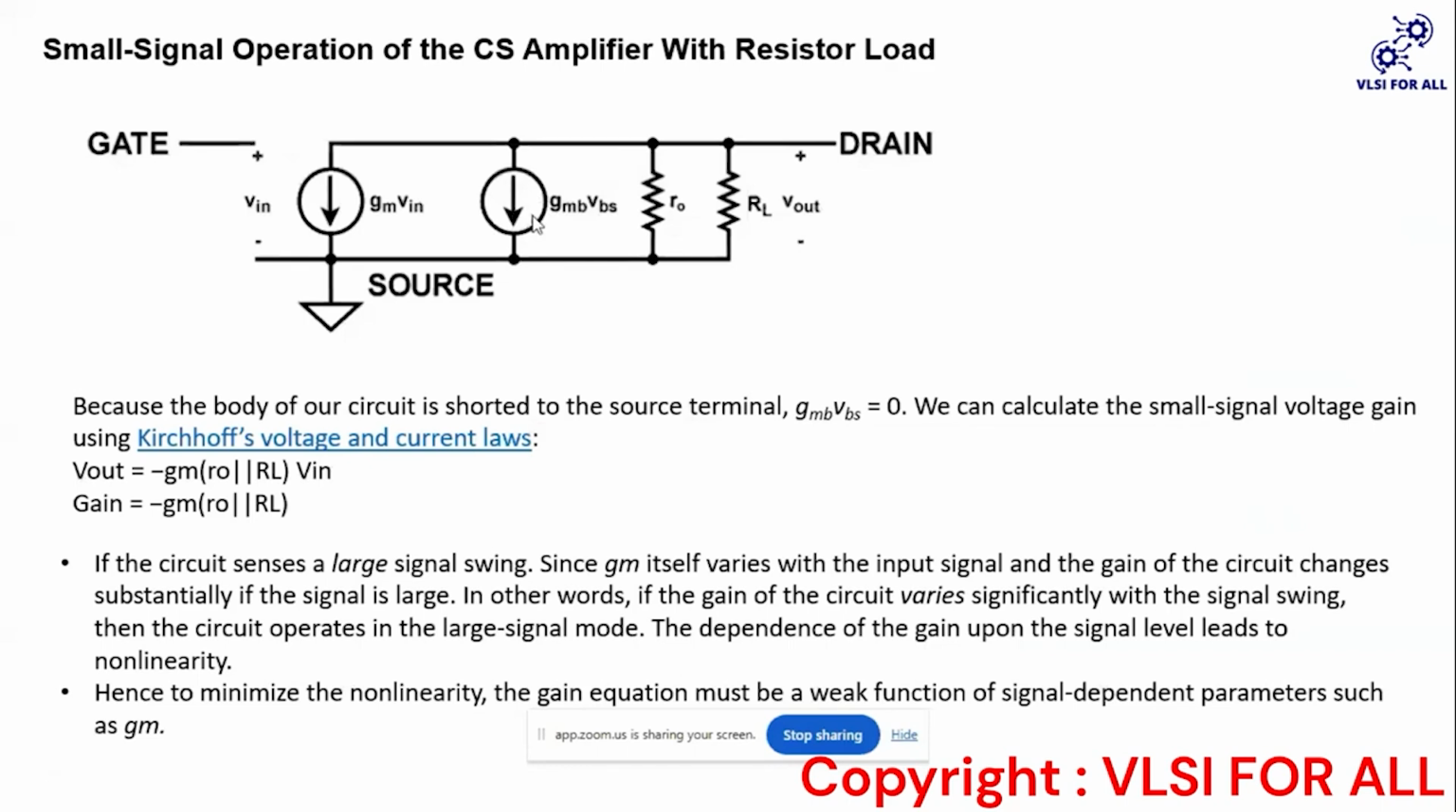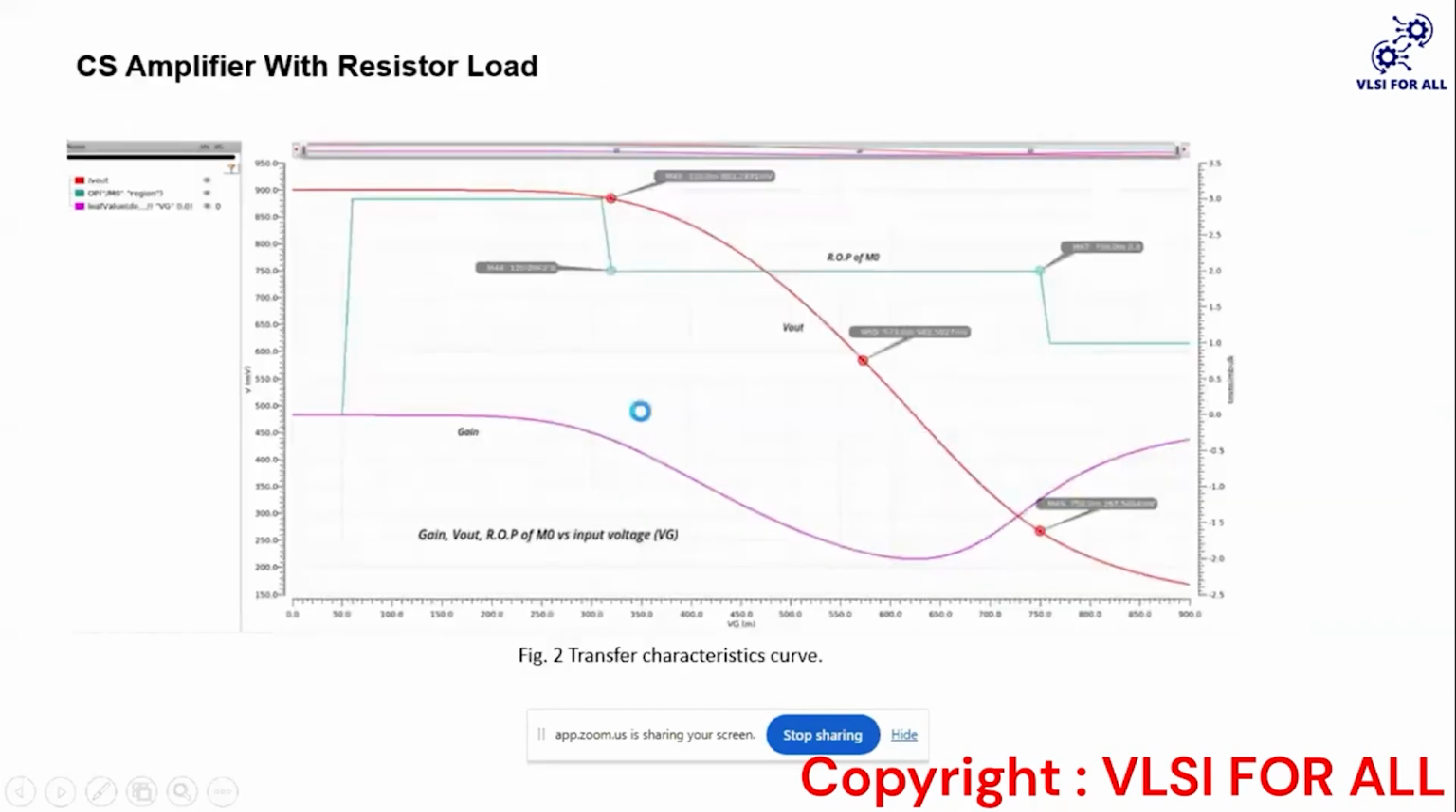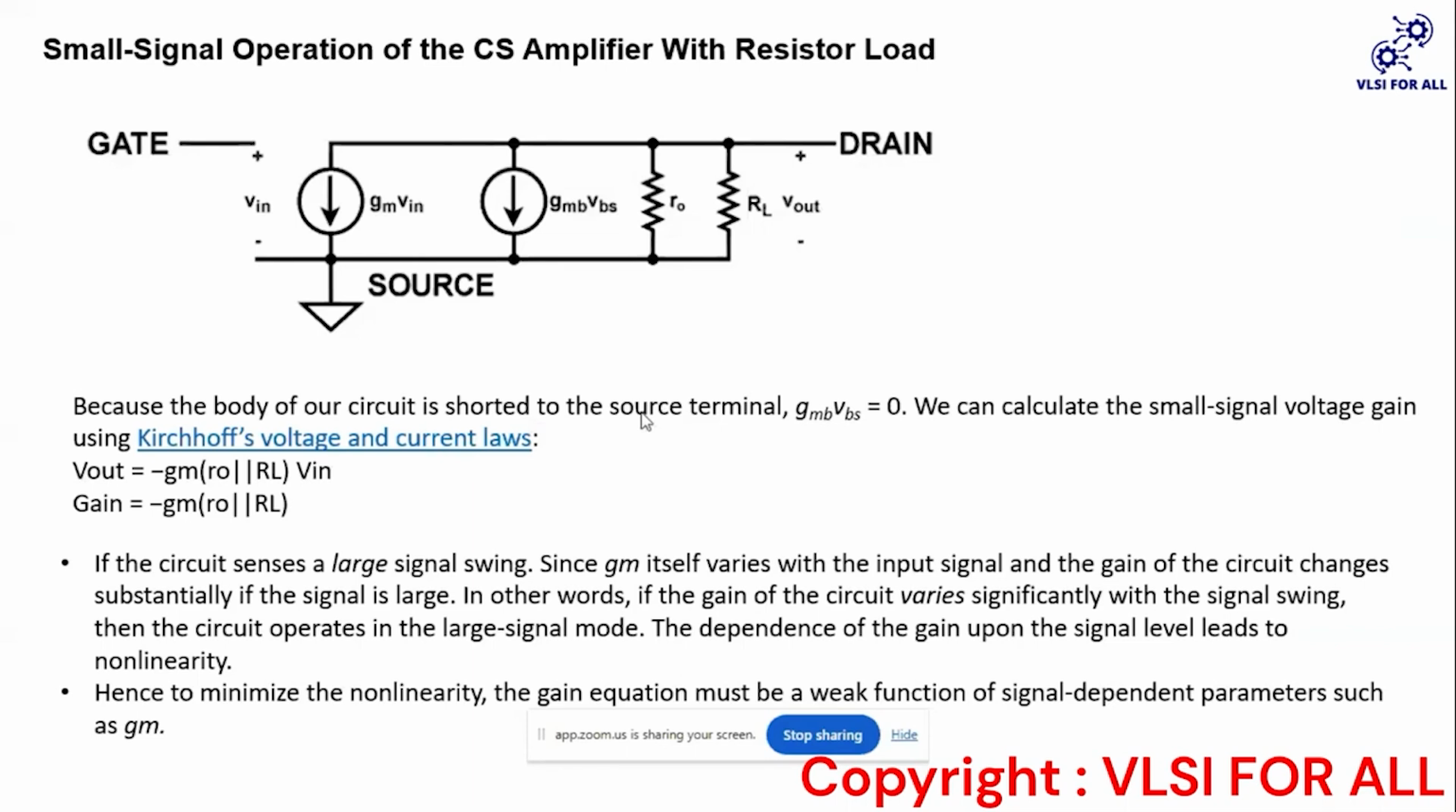Okay, so what will be the disadvantage of this circuit? How will the large signal voltage change and the input voltage change affect the gm of the circuit? The main disadvantage of this circuit is that, as we can see here, the gain is dependent upon the gm. In analog design, we try to make the voltage amplifier such that its gain should not be dependent on the gm.